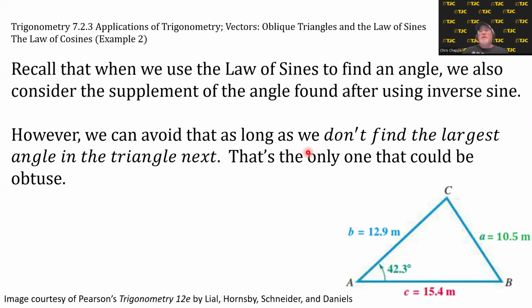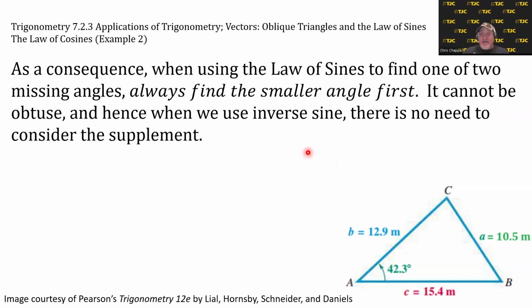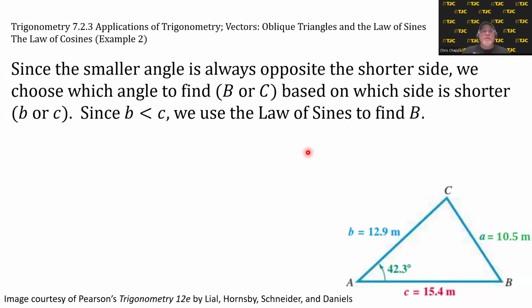That's the only one that can be obtuse, and therefore the only one where we would have to consider the supplement of whatever inverse sine gives us. So as a consequence, when using the law of sines to find one of two missing angles, always find the smaller angle first. It cannot be obtuse, and hence when we use inverse sine, there is no need to consider the supplement. Since the smaller angle is always opposite the shorter side, we choose which angle to find, B or C, based on whichever side is shorter, B or C.